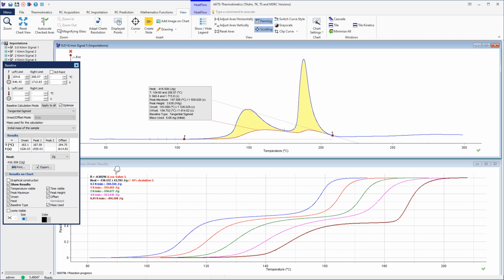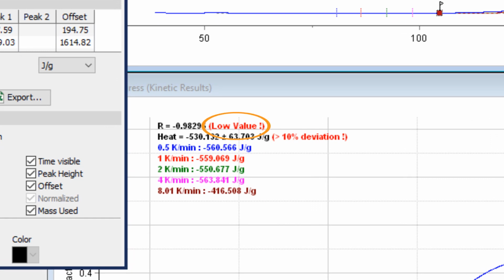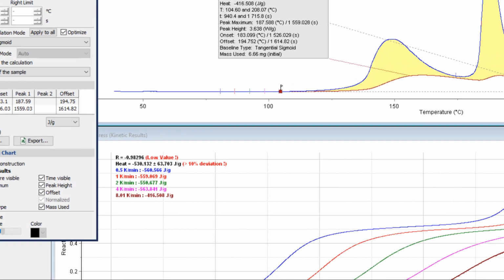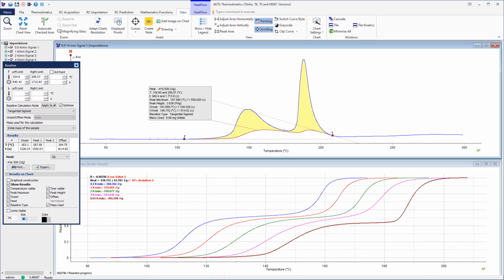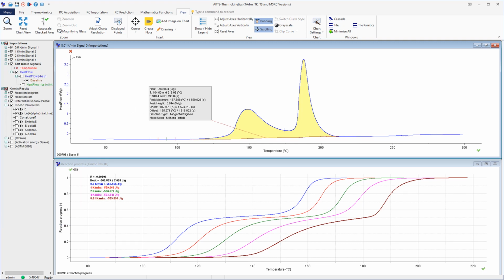The current figure shows the case when both criteria of the proper baseline construction are not fulfilled, as indicated by the warnings displayed in red. Improper baseline construction for the signal recorded at a specific heating rate, here 8 Kelvin per minute, which is not consistent with other baselines, influences the course of the dependence of the reaction extent on temperature, which results in improper kinetic data. Warnings are displayed for deviations larger than 10% if criteria 1 or 2 are not fulfilled.